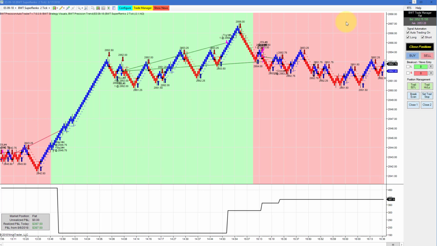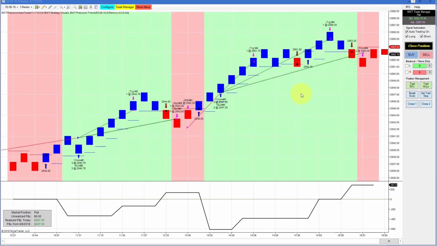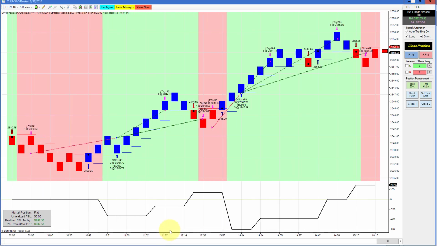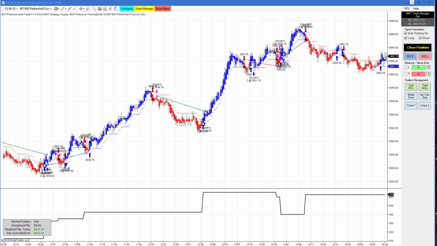Okay, a Superenco 5-tick, a regular Renko chart on a 5-tick, has been very good for us. This had two winners and two losers. This one's trading three contracts, ended up with 300 for the day, drew down about 200 per contract midday, but then came back with this trade to finish on the plus side of the ledger.